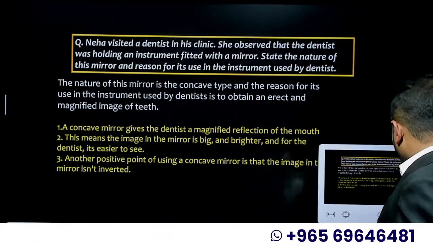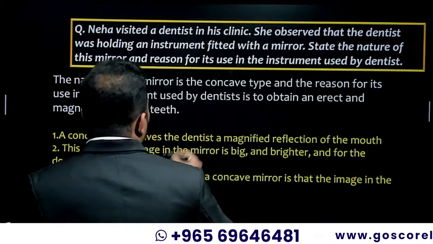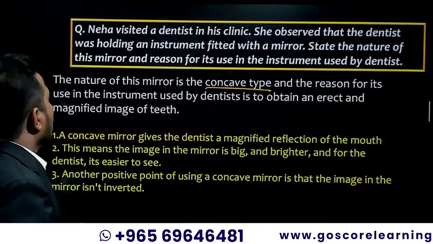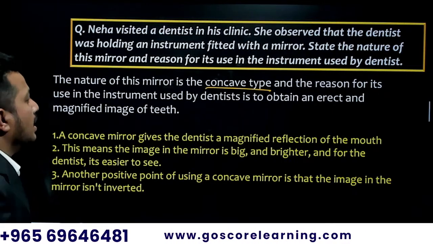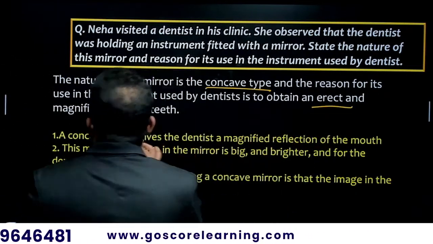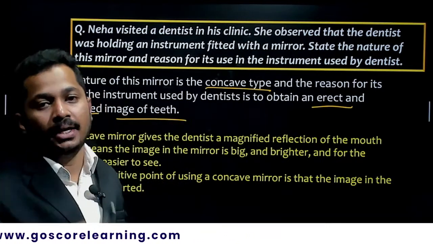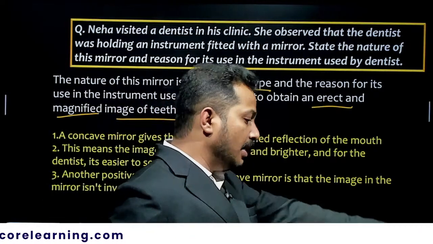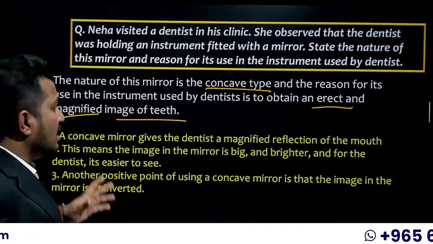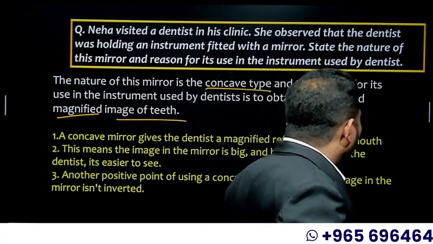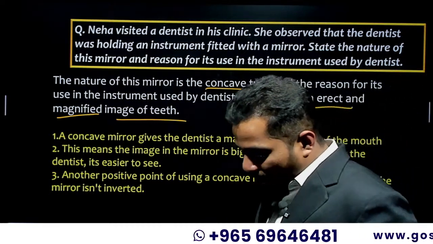So here is the answer. The nature of this mirror is concave, or the converging type, and the reason for its use in the instrument used by dentists is to obtain an erect, magnified image of teeth. Then only the doctor can examine them. A concave mirror gives the dentist a magnified reflection of our teeth especially.